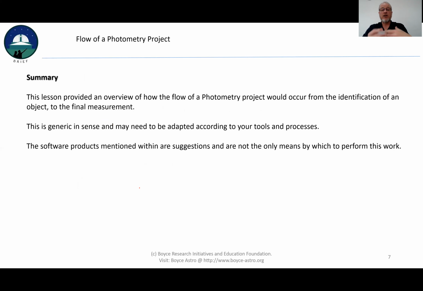This lesson has provided an overview of how a photometry project occurs from identification to the final measurement, in a generic sense, and it may need to be adapted to your tools and process. Software products mentioned are suggested only. You can use anything that you have available to you.